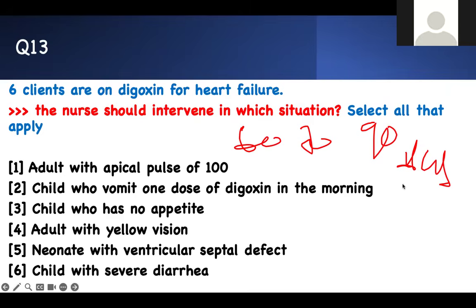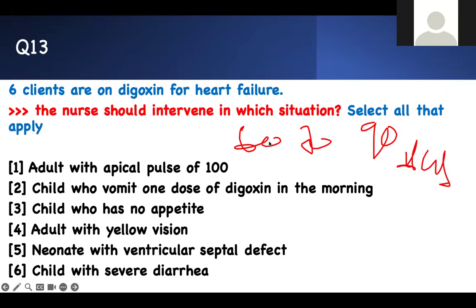Think about it. Test-taking strategy. Stop the video, answer it on your own, and then listen to me. This will give you some idea on how I'm going to approach it. I know that if your heart rate as an adult is less than 60, it is a problem. Your apical heart rate is 100. You're good. A child who vomits 1 dose, that means we cannot give them another dose in the morning, but we got to check for them because it may be early signs of what? Digoxin toxicity. That's GI symptoms.